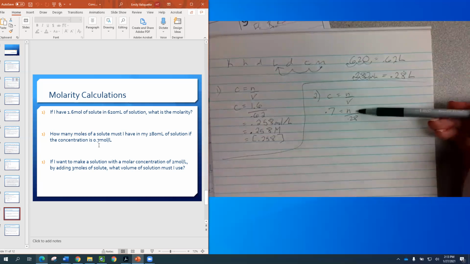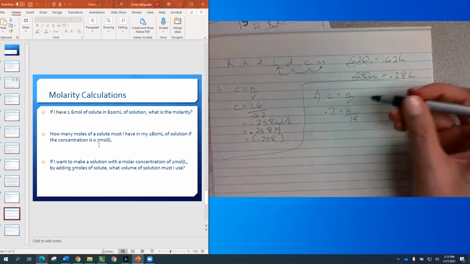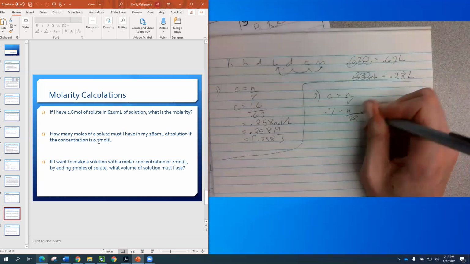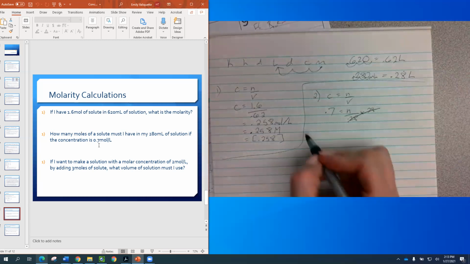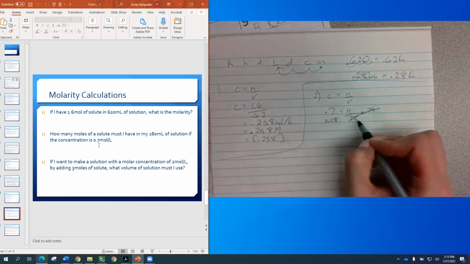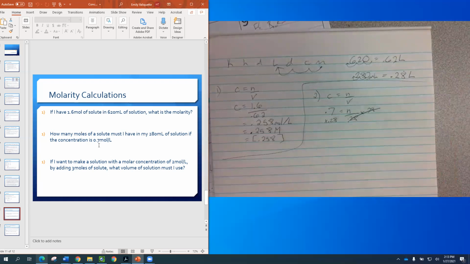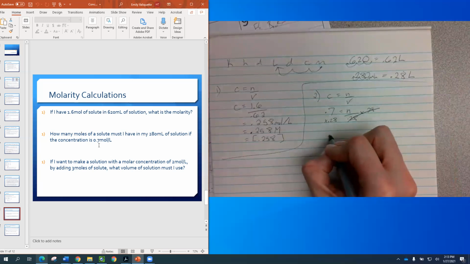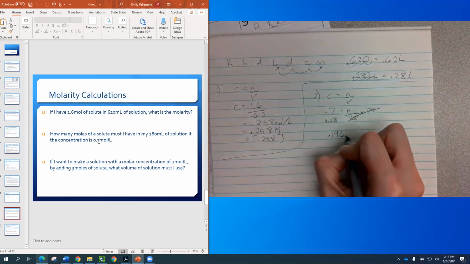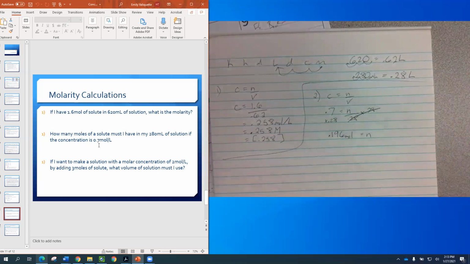When I have a fraction like this, the thing on the bottom has to move away from my variable in this case. So I multiply by 0.28. And then, of course, what I do to one side, I must also do to the other. So 0.7 times 0.28 gives me 0.196 moles as my answer. And my unit is just mol for mole.